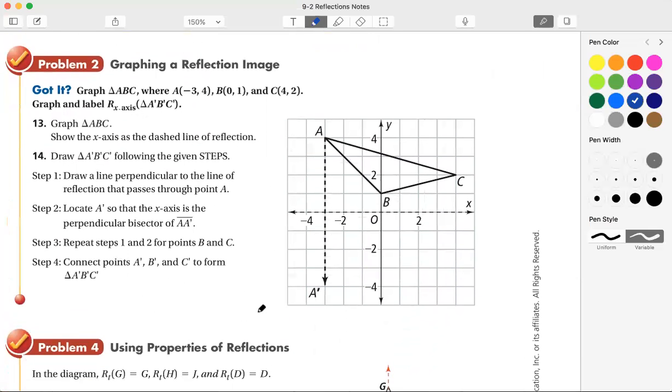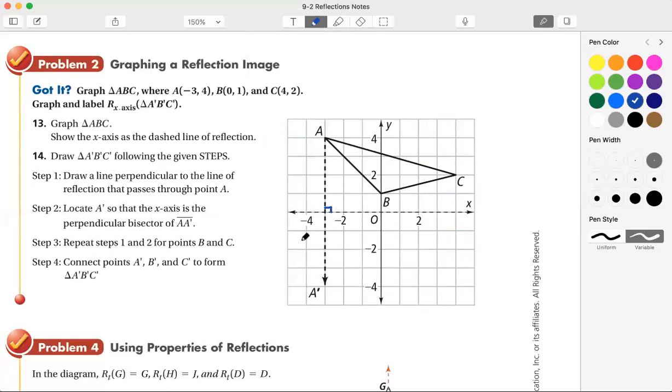Problem number 2. All right, so we're going to graph triangle ABC where A is at -3, 4, B is at 0, 1, and C is at 4, 2. We're going to graph the reflection into the y-axis, triangle A prime B prime C prime. So first thing, we have triangle ABC. Here's the y-axis, which is dotted for us already. Okay, so draw a line perpendicular to the line of reflection that crosses through the point A. So right there, it's done.